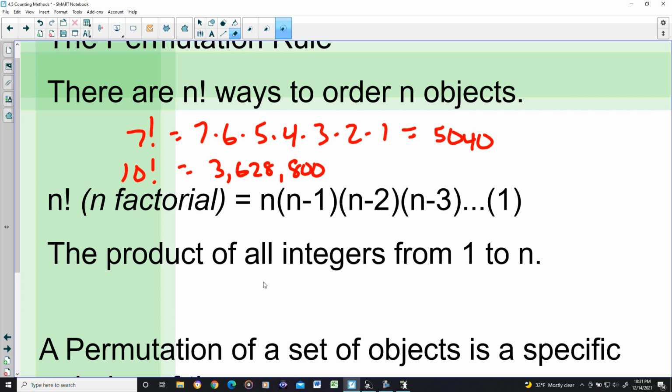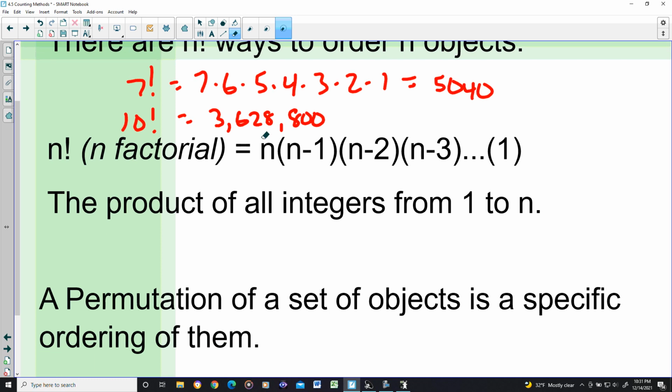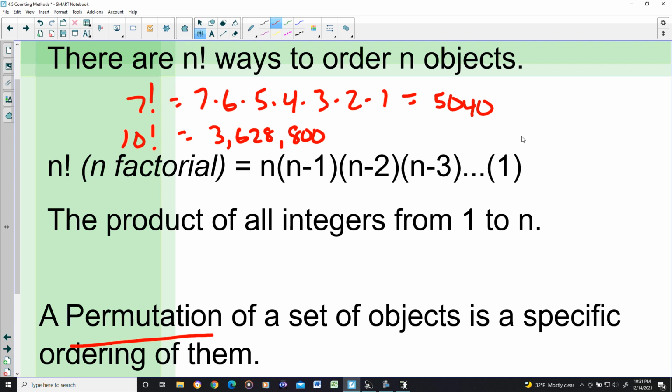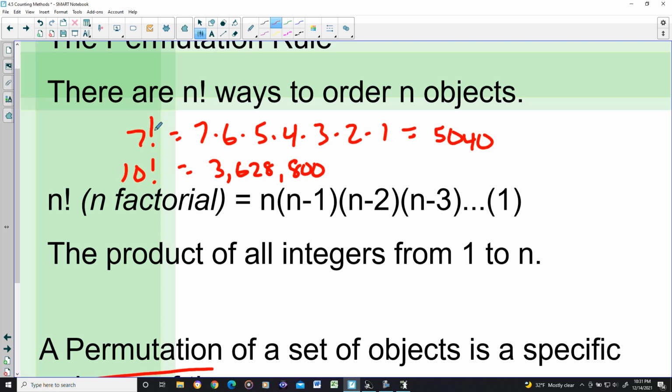So the word permutation, a vocab term, is a specific ordering for a group of objects. In other words, if I have 7 objects, there are 5,040 permutations. In other words, there are 5,040 ways to order those objects.